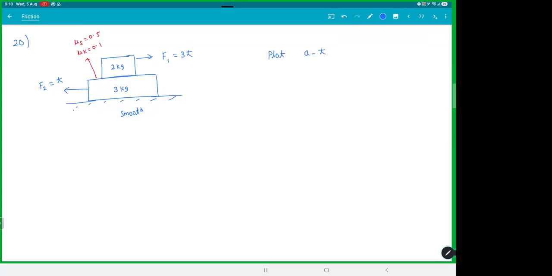You can have two forces which are changing with time. Again, remember the process is the same. One thing is clear: since the ground is smooth, they have to move. There is no way they can remain at rest. So you only get two possibilities. They're going together for some time and then they're slipping. Let's see how you do this.